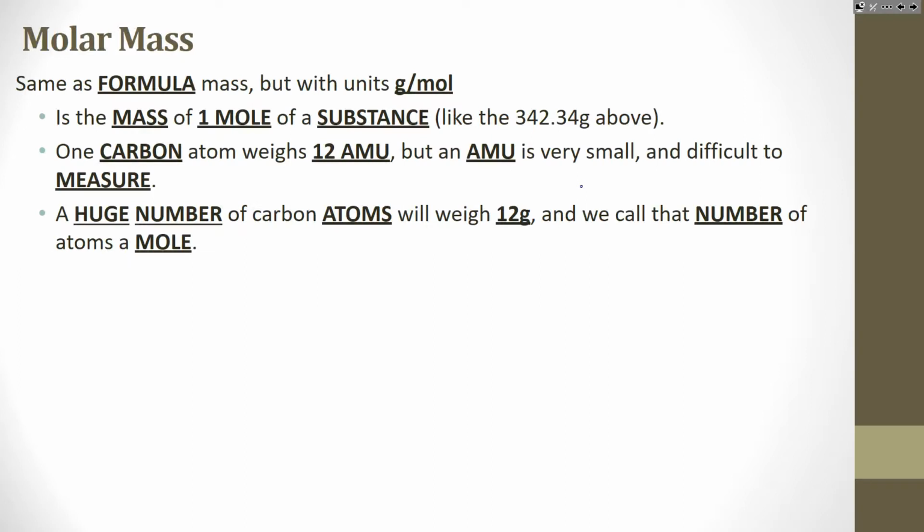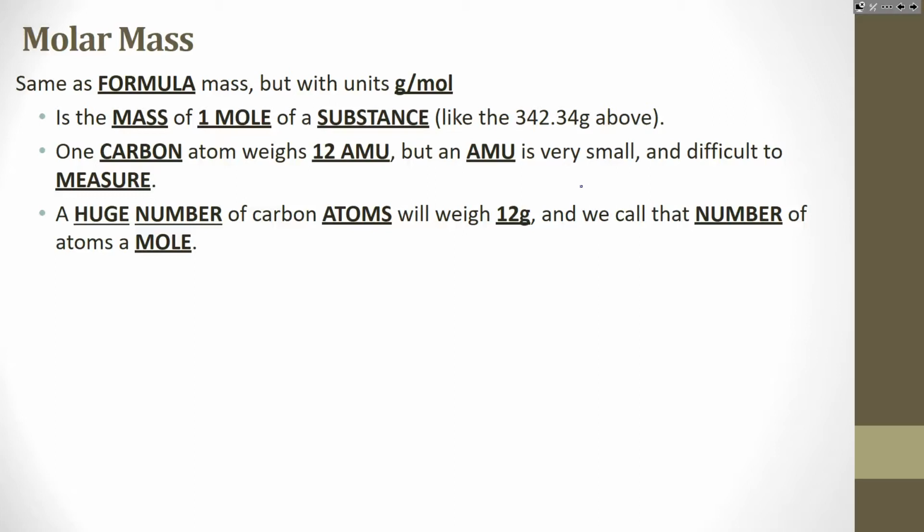And it works like this for every single element, molecule, compound, whatever. So if we're talking about molar mass, it's the same as formula mass, but now our units are grams per mole. And the formula mass or molar mass of any compound is the mass of 1 mole of stuff.